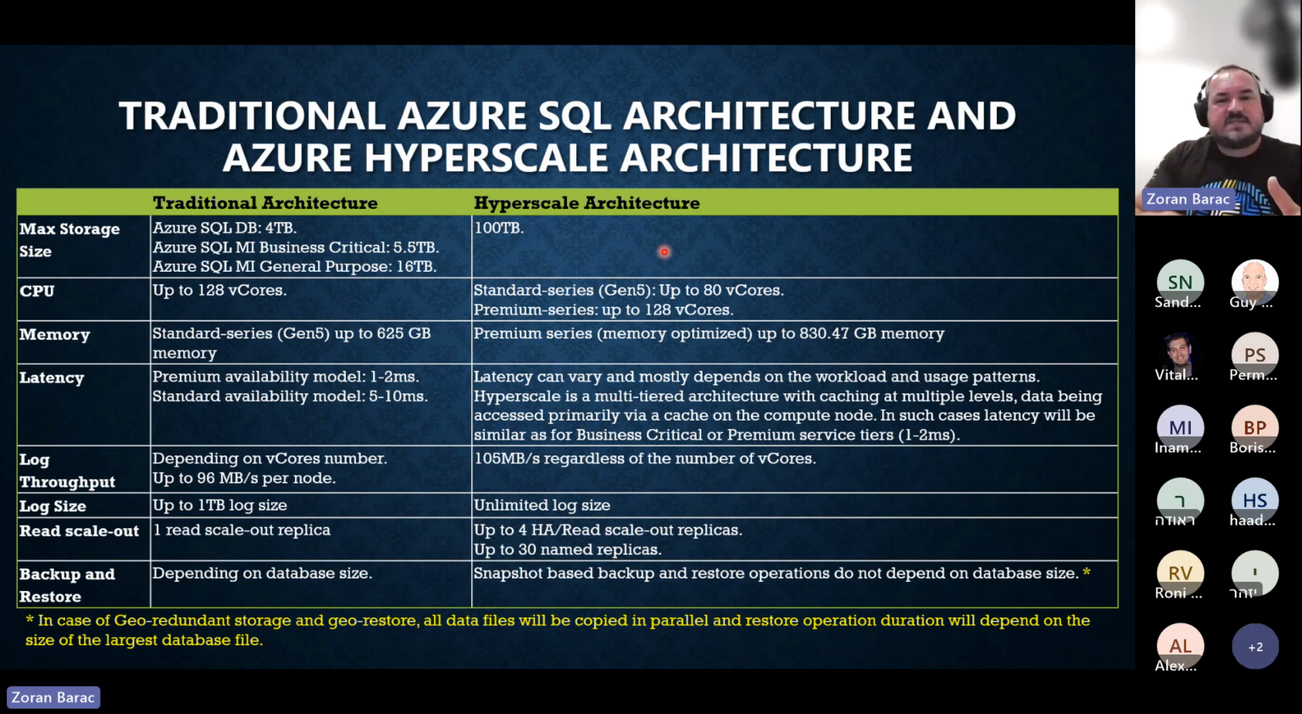This is resource-wise. Then we're going to talk about performance and how that actually works in the back. Resource-wise, we can talk about max storage, CPU, memory, latency, log throughput, log size, read scale-out, and backup and restore. For max storage size, all those numbers were pulled maybe 2 months ago, so they're changing. As I said, it's not written in stone. Don't take them for granted, because maybe when the session is done in 2 weeks, it's going to be different. For Azure SQL Database it is 4 terabytes. For Azure SQL MI Business Critical, it is 5.5, and that was changed from 4 recently.